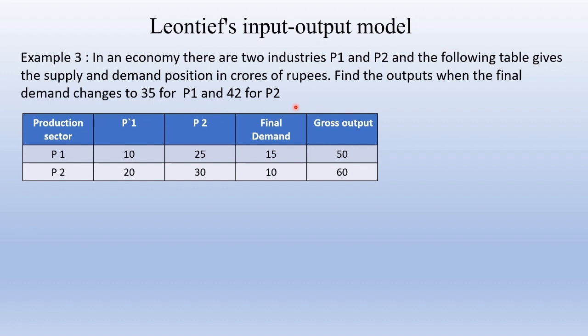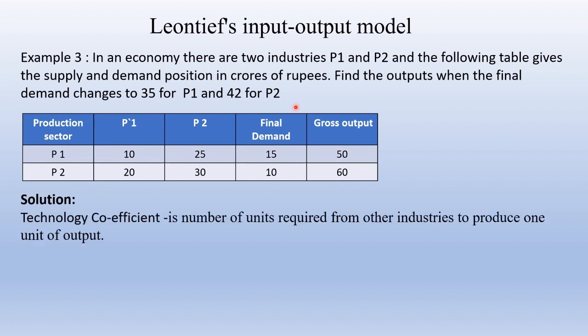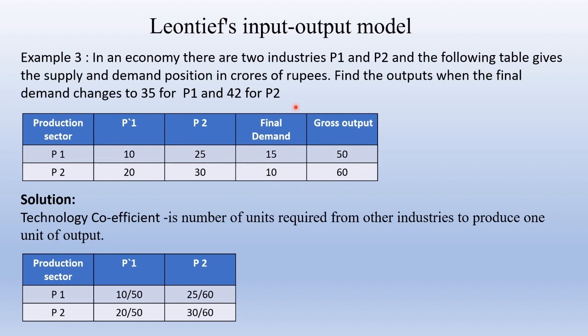Solution. First we need to construct technology matrix, which is number of units required from other industries to produce one unit of output. To get technology matrix, units in first column is divided by total output of first row, and units in second column is divided by total output of second row.